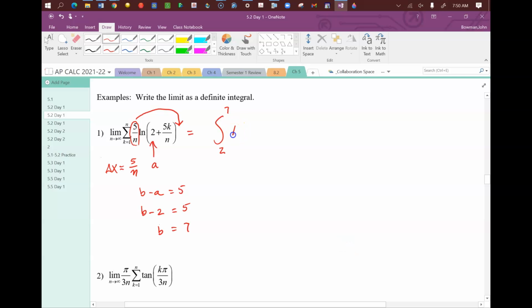The function that we are evaluating is the natural log of, we'll call it whatever random variable we want, ln of u, because it's a dummy variable, times du.